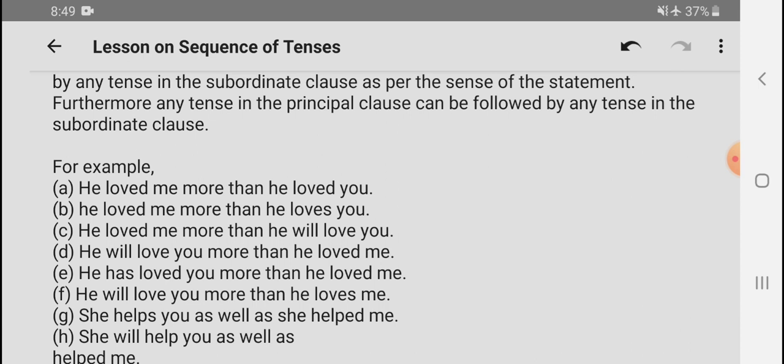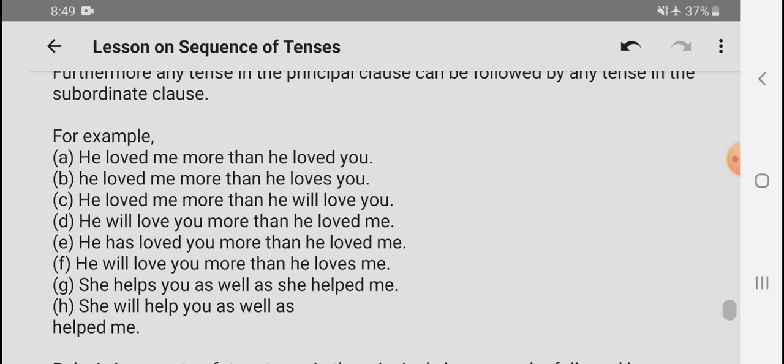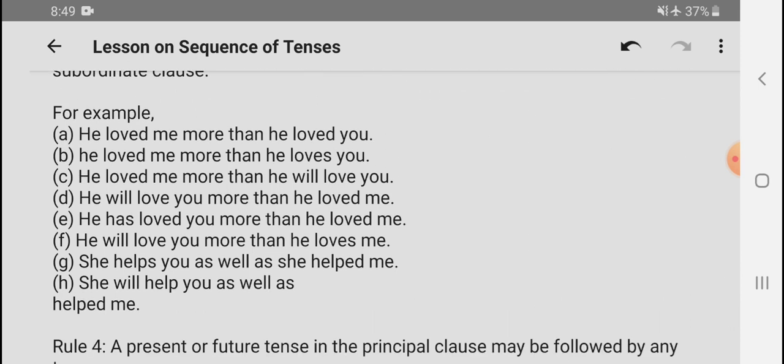Let's see how. Example A: if I change it, he loved me more than he will love you, I can say. He loved me more than he is loving you, I can say. He loved me more than he was loving you, I can say. So it depends entirely on me, meaning the speaker, to change the tense according to the need of the situation. Also, I can change the tense of the first portion if these conjunctions are used, such as "than" and "as well as".